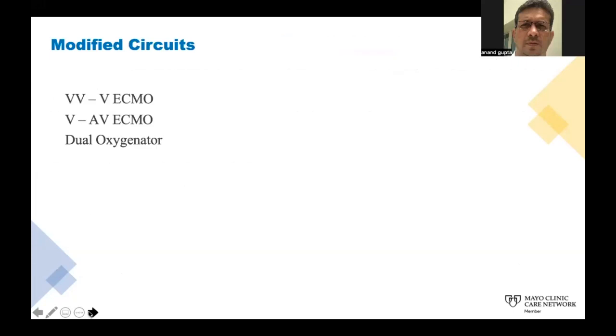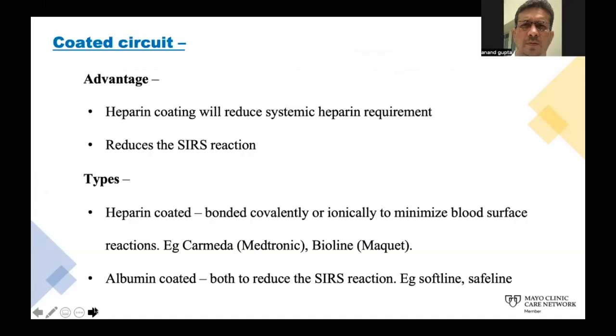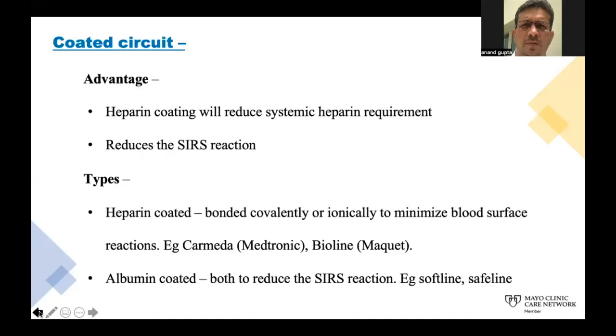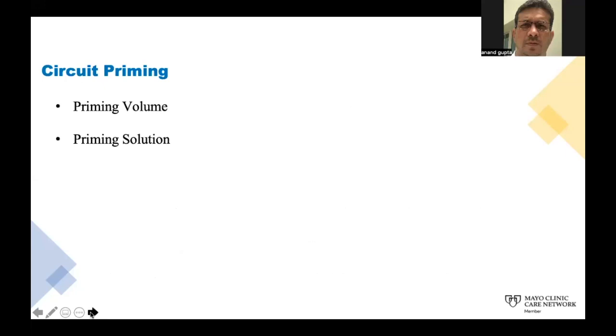Circuits, we will not discuss in detail. There are different kinds: VVV ECMO, VAV ECMO, dual oxygenator, coated circuits. Advantage: heparin coating will reduce the systemic heparin requirement and reduce the surface reactions. Heparin coated, bonded covalently or ionically to minimize the blood surface reactions, in Medtronic and Maquet. Albumin coated, both reduce the surface reactions, for example Softline and Safeline.